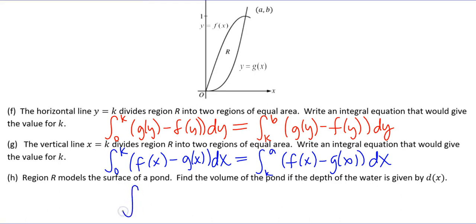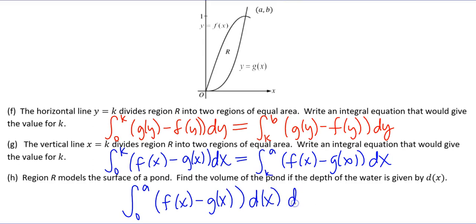So you can tell we're in terms of x, so I'm going to go integral from x equals 0 to x equals a, and we're going to find that area, which will be top minus bottom. And remember, volume is essentially area of the base times the height. So we've got this times d of x, times dx. Those are bad letters. All right, d of x is the depth, dx is your usual differential. All right, that is it.